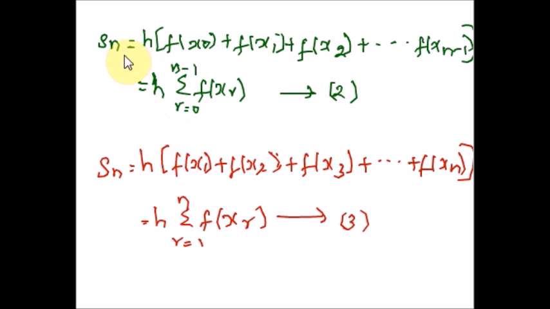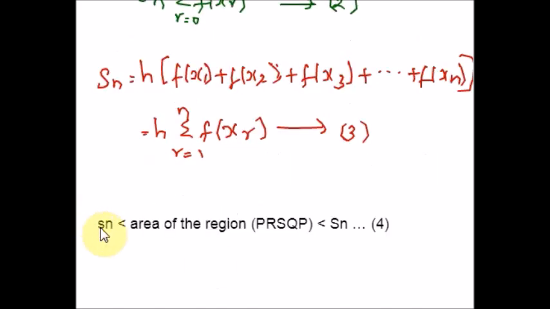Small sn and capital Sn denote the sum of the areas of all lower rectangles and all upper rectangles raised above the subinterval [x(r-1), xr], for r equal to 1, 2, 3 to n respectively. So to bring it into perspective, equation 1 can be rewritten as: the sum of the areas of all lower rectangles is less than the area of the region PRSQP, that is less than the sum of the areas of all the upper rectangles.